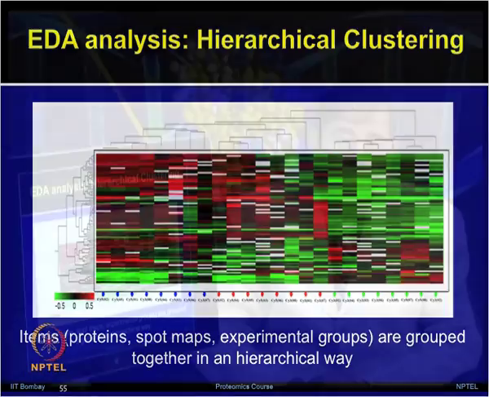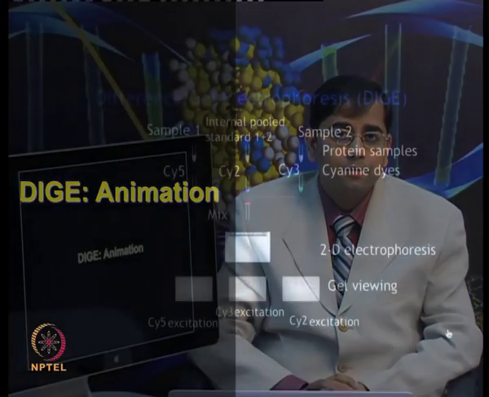So, these items, whether proteins, spot maps or experimental groups, can be grouped together in the hierarchical way by using this clustering. So, now I will describe to you the animation process, how to perform a DIGE experiment, and you will be able to recall different concepts which we have discussed so far.